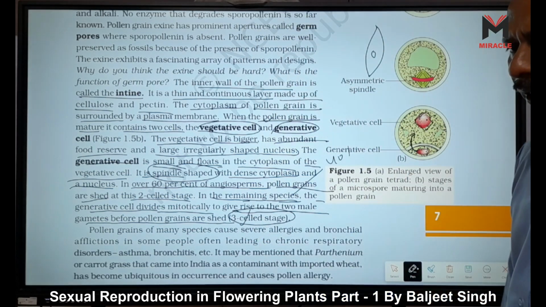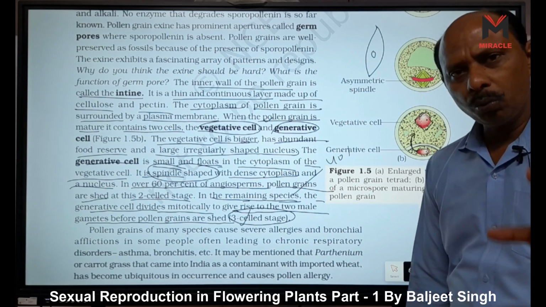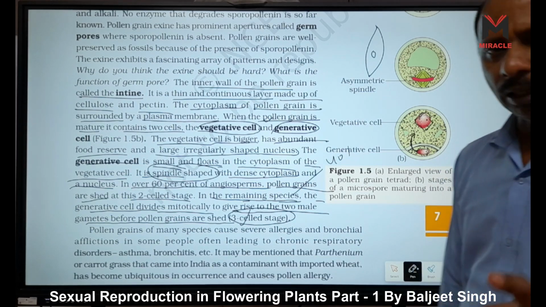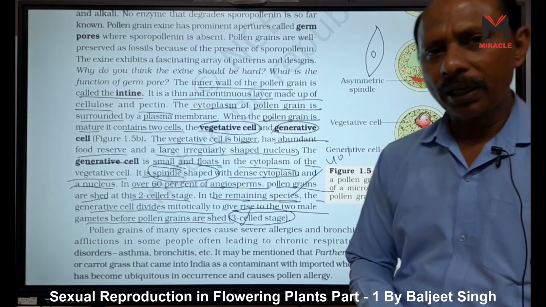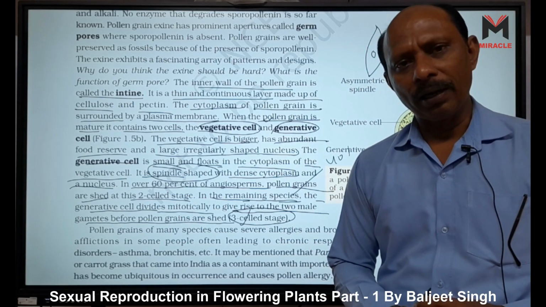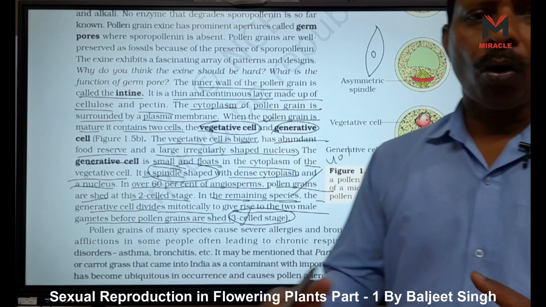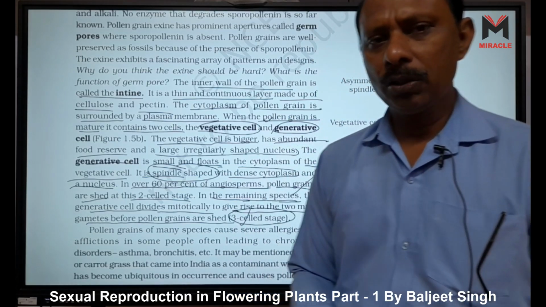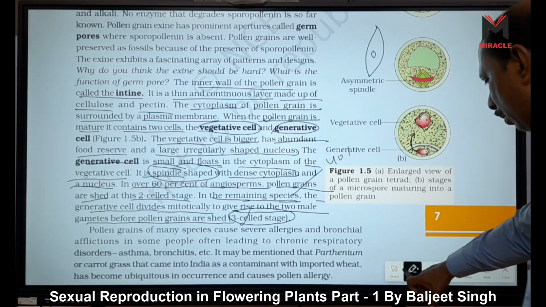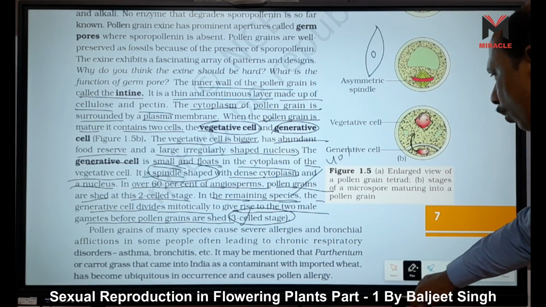And when is it called a mature pollen grain? A two-celled pollen grain is called a mature pollen grain, but not a mature male gametophyte. A mature male gametophyte means when all the cells are found, that is, when it becomes the three-celled stage. Then it is called a mature male gametophyte. Okay.